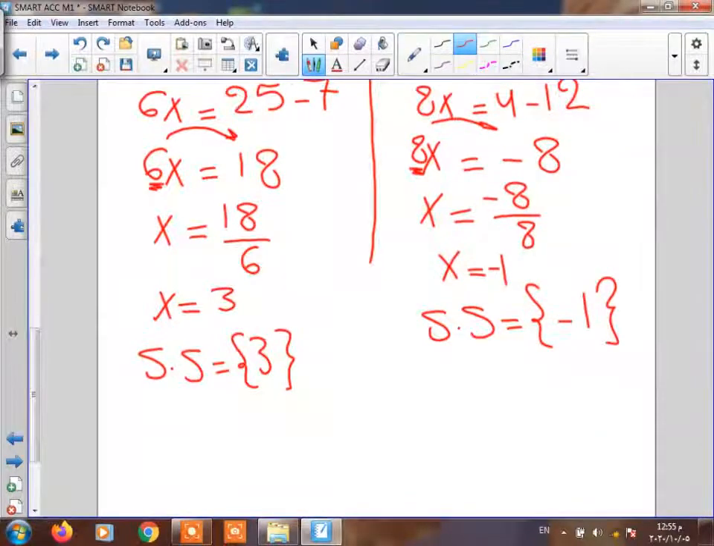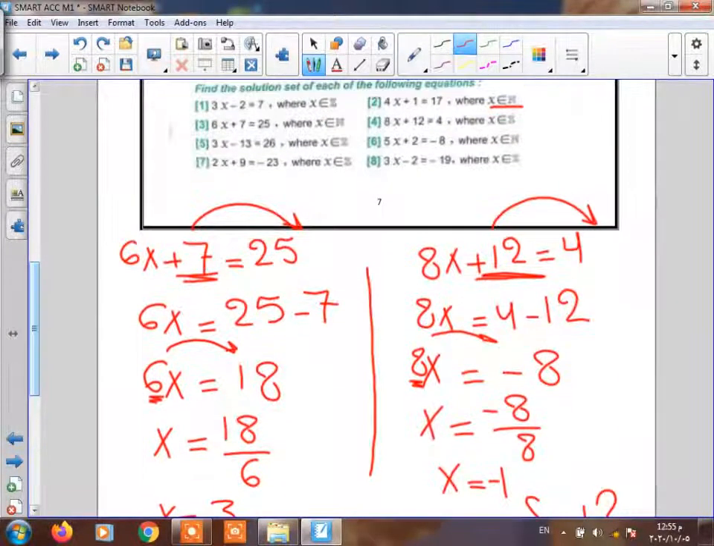Here x belongs to Z, so this answer is acceptable. But if we said x belongs to N and I have a negative, then the solution set will be phi. Okay, let's take another one.